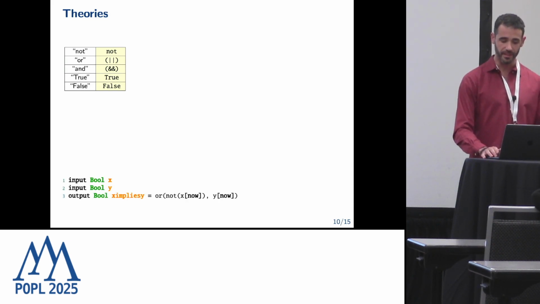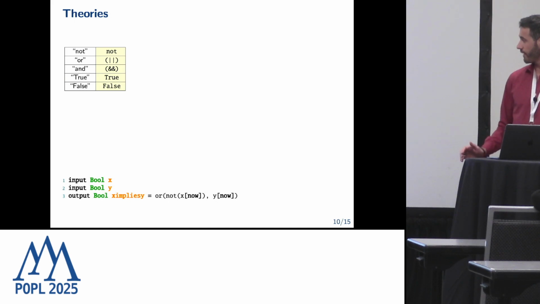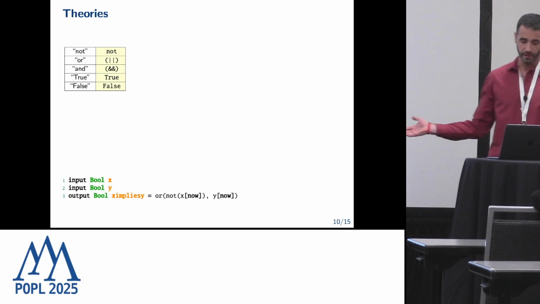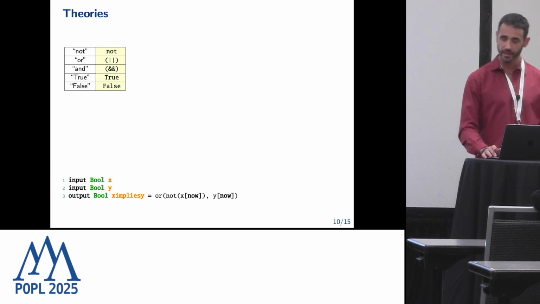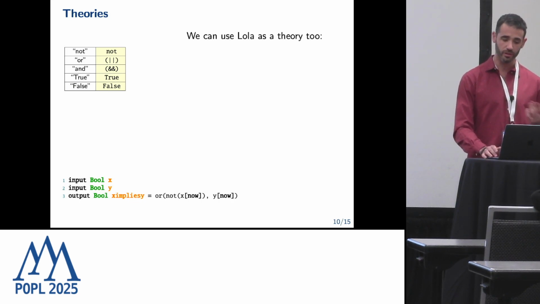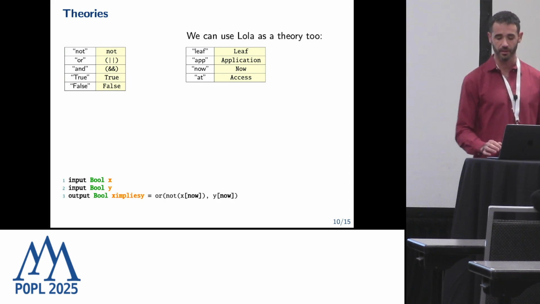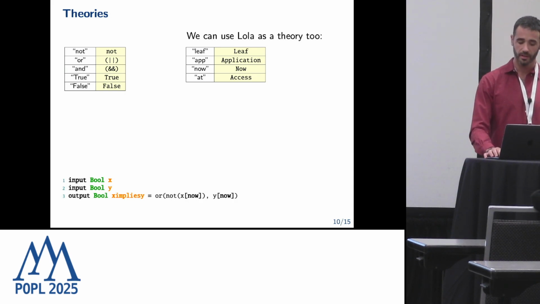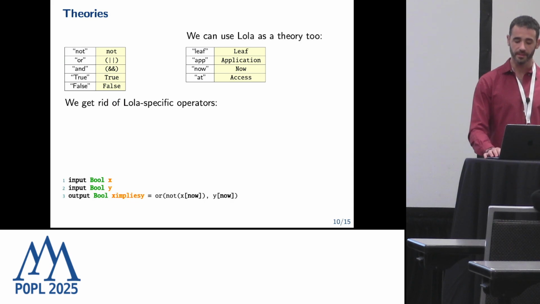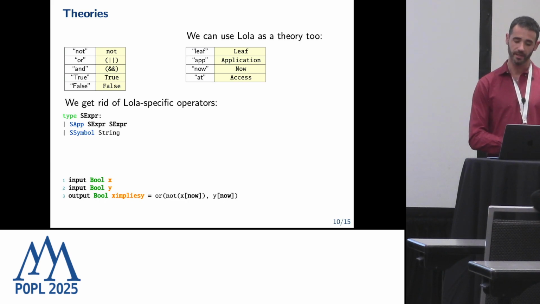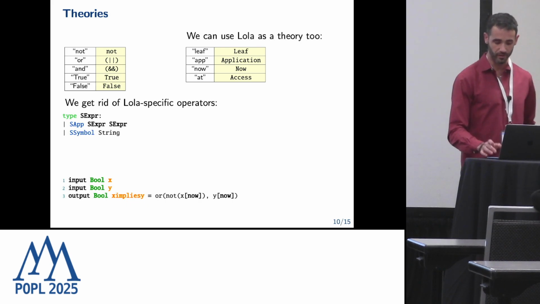And for example, given this theory of Booleans, we can already define and make sense out of a LOLA specification like this one. But then we realized that we can also use the HLOLA constructors as part of the theory itself. So we have bound these constructors of the LOLA language to symbols, and that let us get rid of LOLA specific operators, and the stringly typed tree that we parsed now is agnostic of HLOLA.